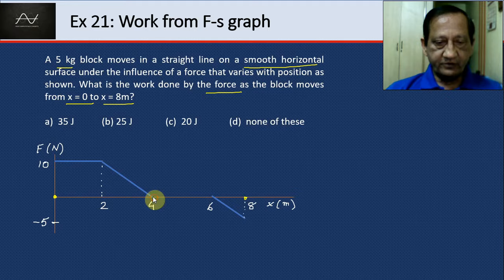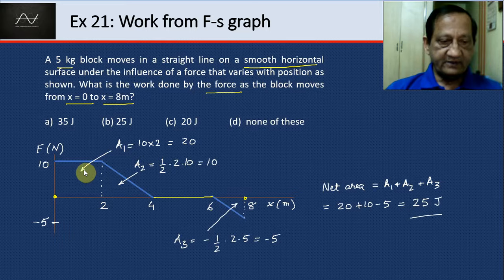Between 4 to 6 meters, it is 0. So simply the area under the curve. This area A1 is how much? Rectangle, 10 into 2. This is triangle, half into base. This base is 2 and the height is 10. These two areas are positive.